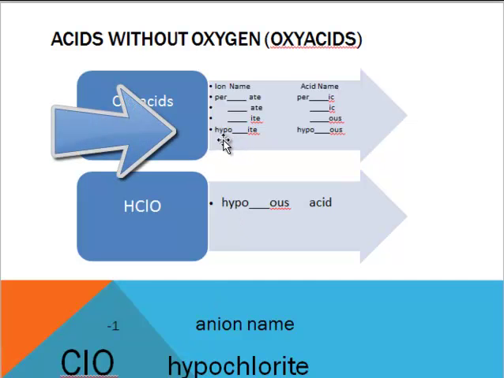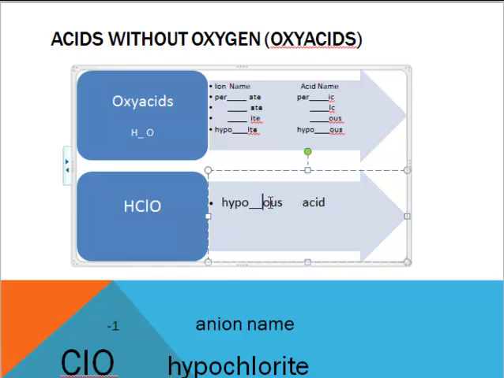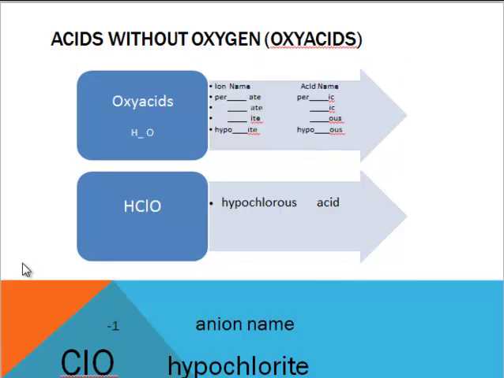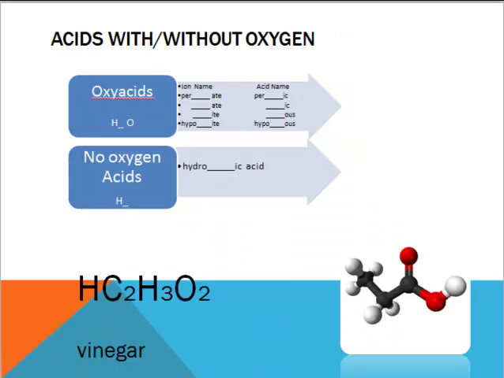Hypochlorite begins with the prefix hypo and ends in ite. It's the last one here. So my acid is going to begin with hypo and end in ous. All I need to do is put in the right letters. What are those right letters? Well, CHLOR. We got rid of the ITE, the last three letters, and this becomes hypochlorous acid. Hypochlorous acid.